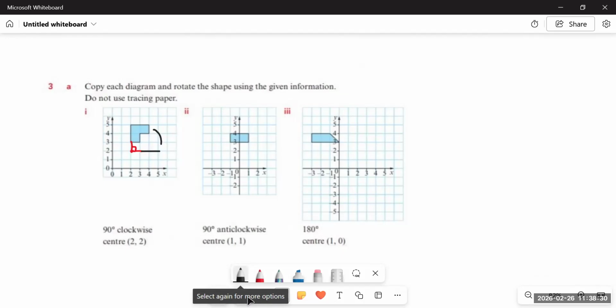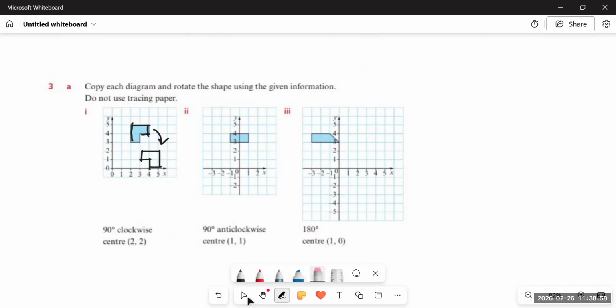This shape will rotate in this position now. So this is the first one. It will rotate like this. This will rotate like this. This will rotate like this. This will rotate like this. And then we will join it. So here it looks like this shape after rotation.